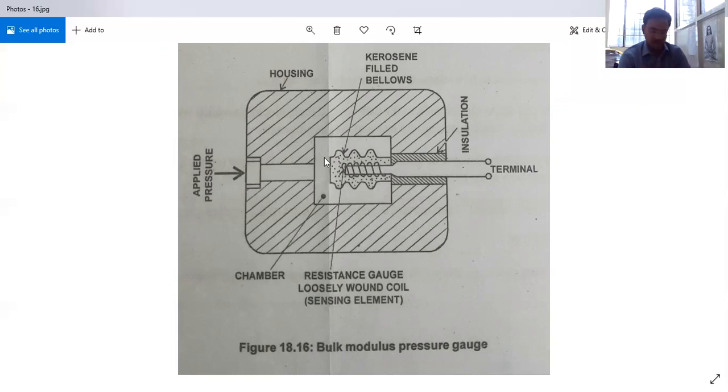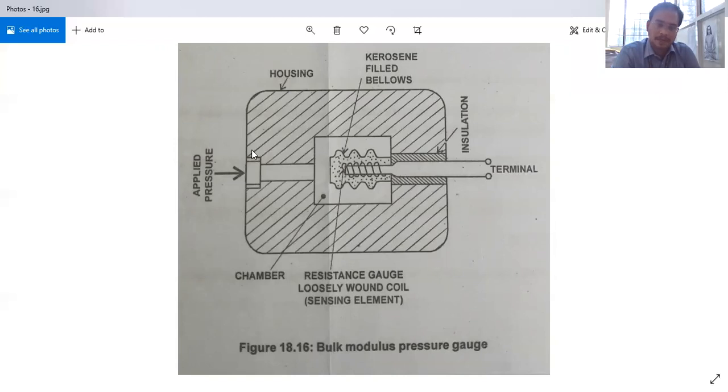This change in resistance is a measure to determine the pressure of the applied medium. The basic principle is that when an electric conductor is subjected to direct applied pressure, its resistance changes. The conductor resistance changes, as discussed previously. Now, this change in resistance becomes a measure of the applied pressure when calibrated. So this is the basic principle here.